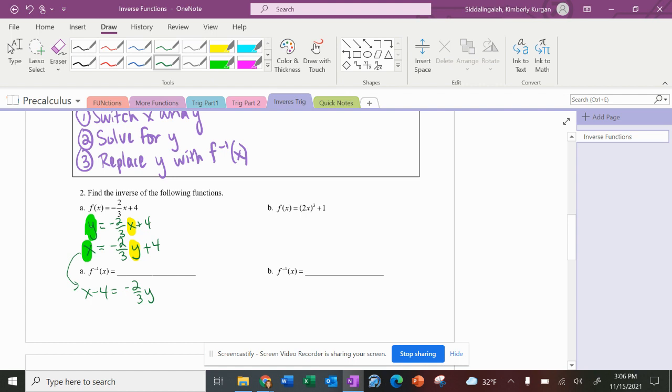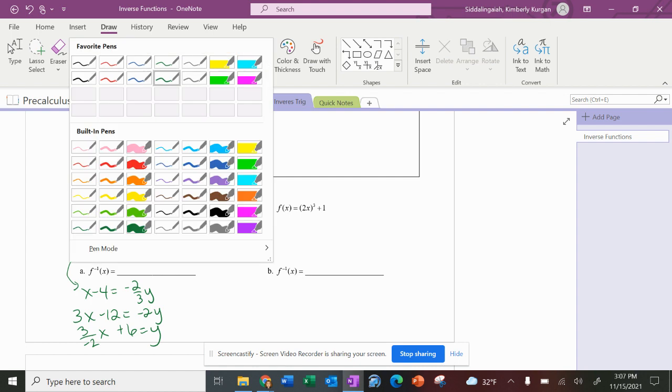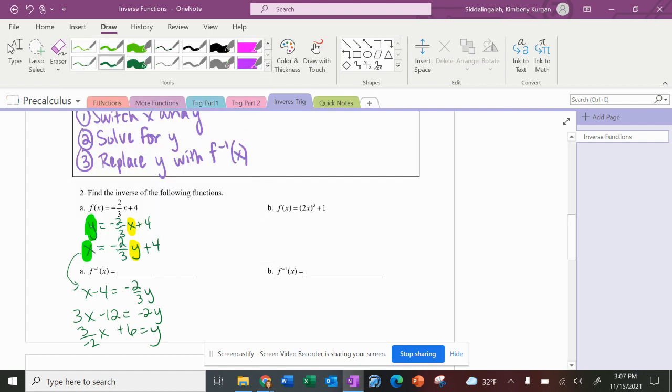Many of you are not fans of fractions. So what you can do first is multiply by 3. That gets rid of our denominator. And then you can divide by 2. So you get negative 3 over 2 x plus 6 equals y. So our answer to the inverse, our formula, is going to be negative 3 halves x plus 6. So that's our inverse equation. So a line has a line that is its inverse.